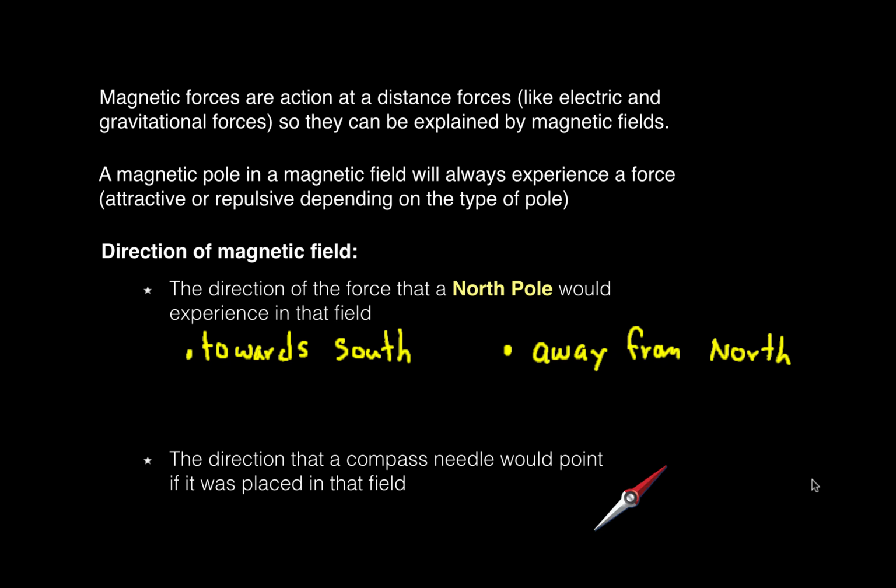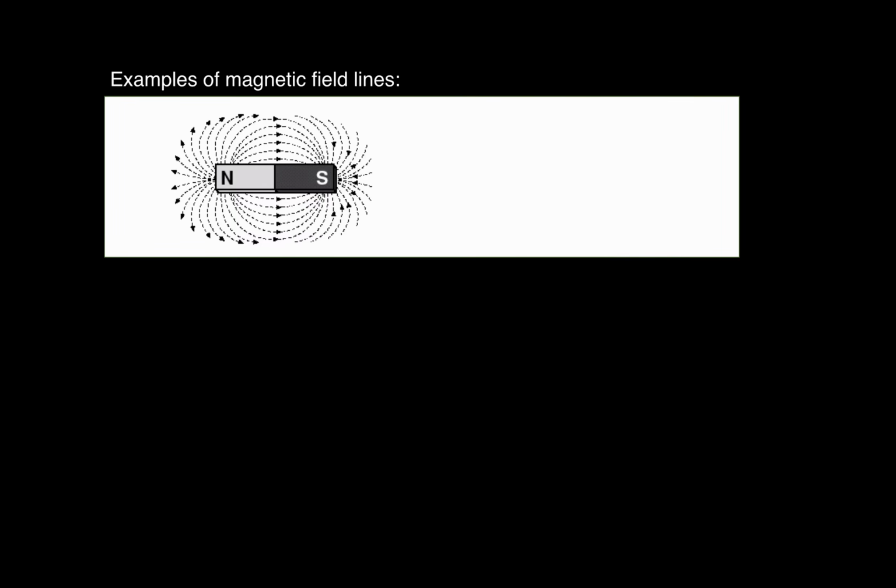The direction of the magnetic field is also the direction that a compass needle would point if it was placed in that field. The compass needle will point towards south. Here's some examples of magnetic field lines that you're going to need to be able to reproduce on tests. If you have a single bar magnet, you'll see that the lines will always point at the south pole of the magnet and away from the north pole of the magnet.